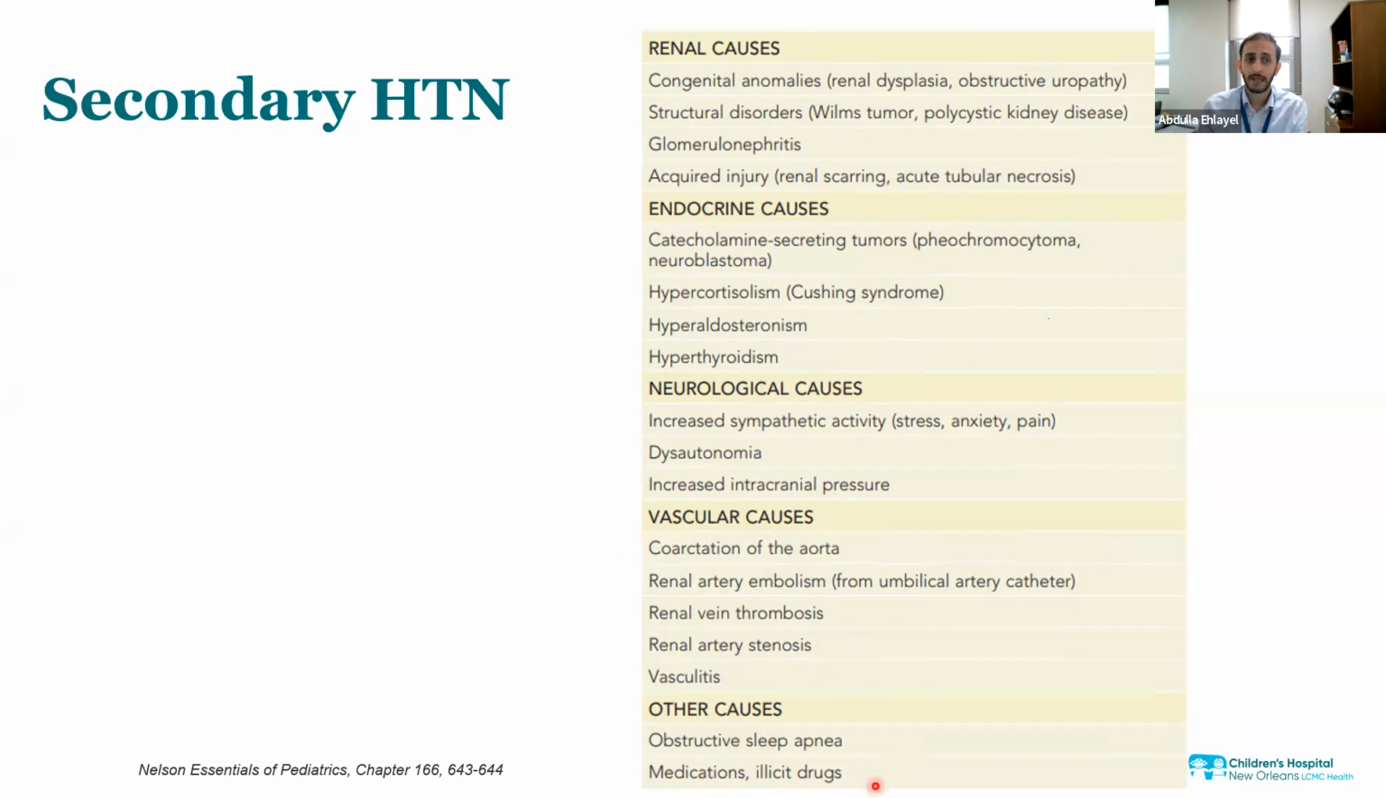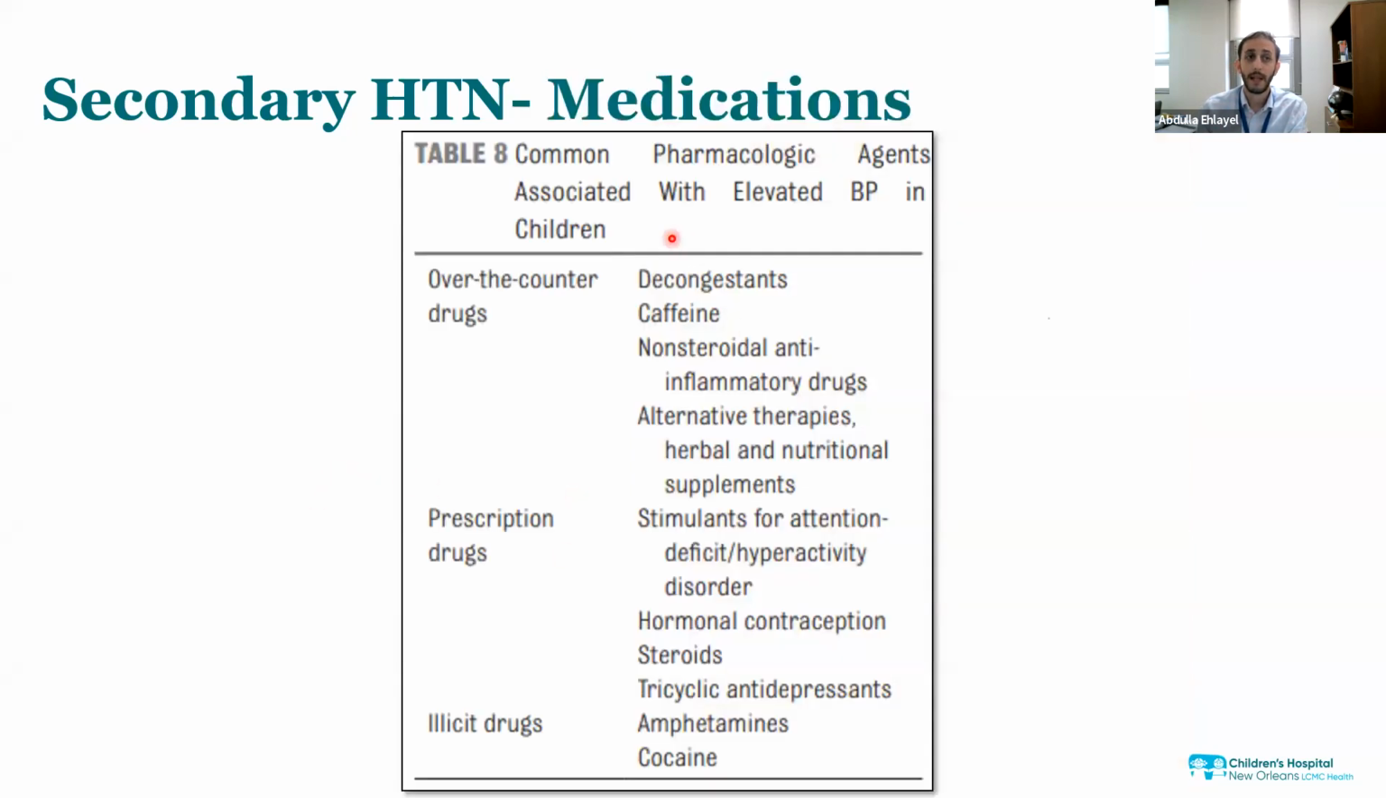Out of this long list, the things we probably most commonly see are coarctation of the aorta, renal artery stenosis, and kidney conditions. So we want to keep those in mind when thinking about a patient with hypertension. In addition, medications: in hospitalized patients who have other medical problems, think about medications.